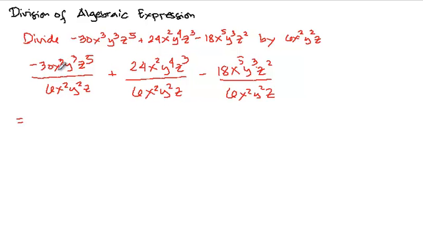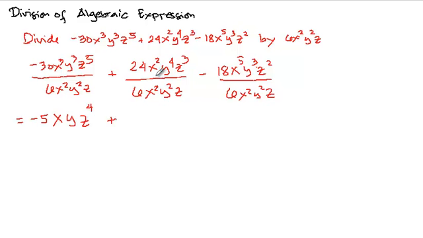We divide the numbers together. Negative 30 over 6, that's negative 5. X cubed over x squared, you subtract the exponents, 3 minus 2, so that's x. Y cubed over y squared is y. Z to the fifth over z is z to the fourth.